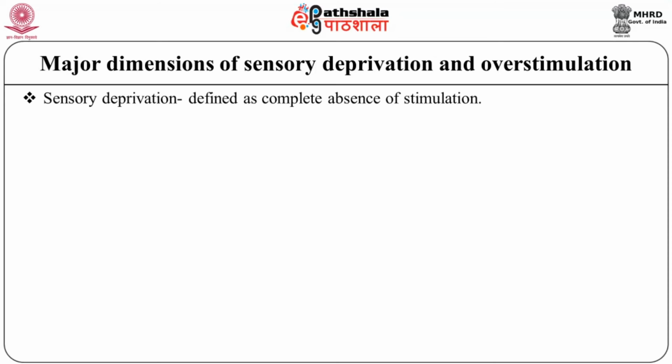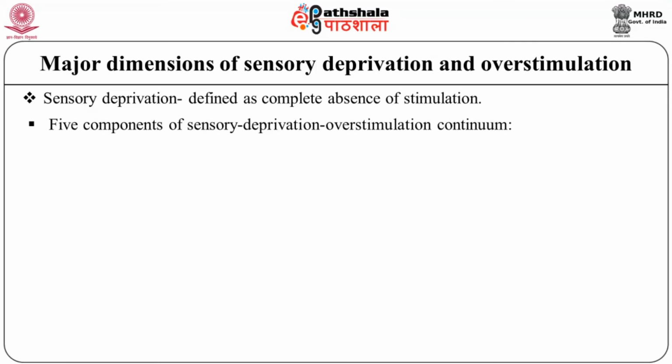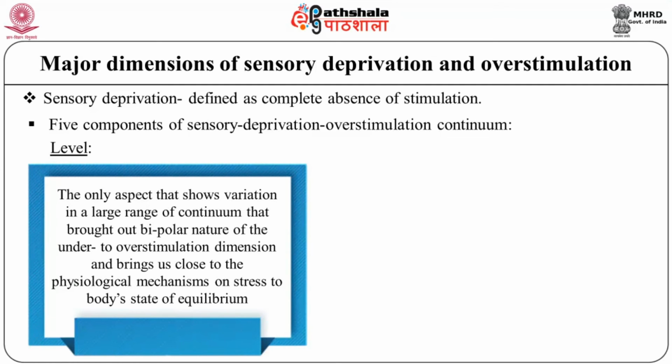This problem becomes more pronounced at the overstimulation end. We may take for granted that it is not possible to incorporate every kind of stimulation into our experiment. It is thereby necessary for us to examine the components in which the sensory deprivation overstimulation continuum is analyzed. There are 5 components. Number 1 is level. This is the only aspect that shows variation in a large range of the continuum, which brings out the bipolar nature of under to overstimulation.